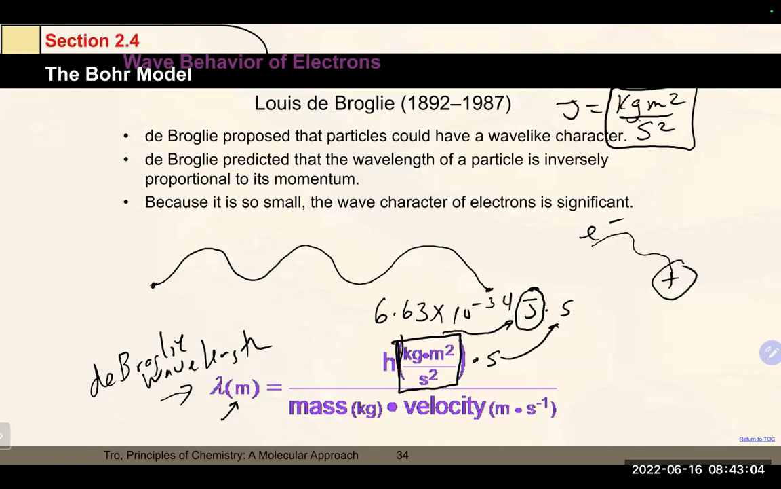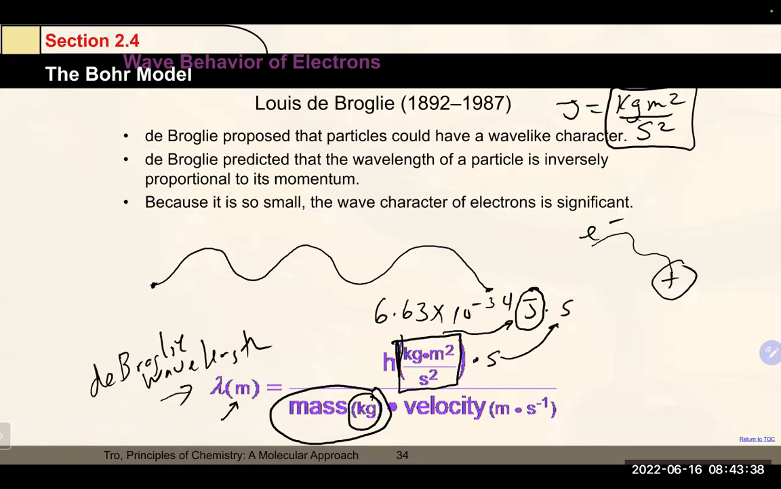While that's really important, it doesn't change the number for h, but it does change the bottom part: instead of getting the mass in grams, you do need to get it into kilograms, so that the units cancel out. Normally we think of mass in grams, but you need it in kilograms. The velocity would be in meters per second, and that also is how this all cancels out.